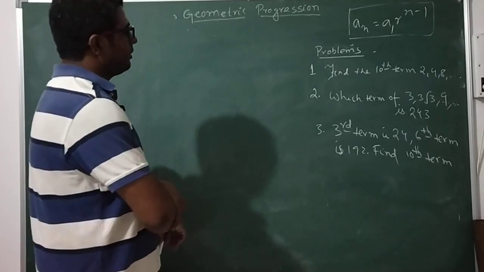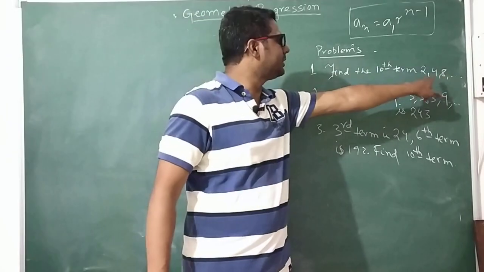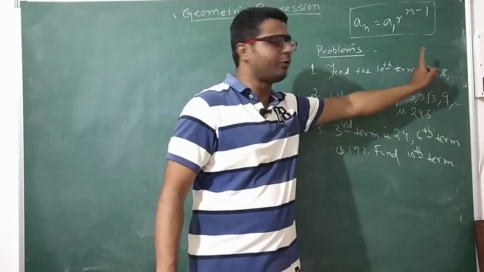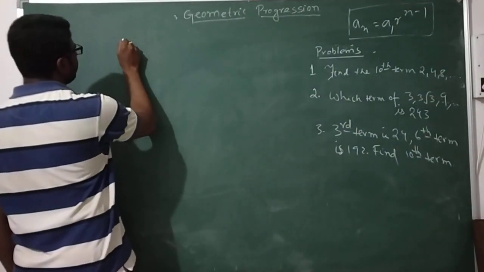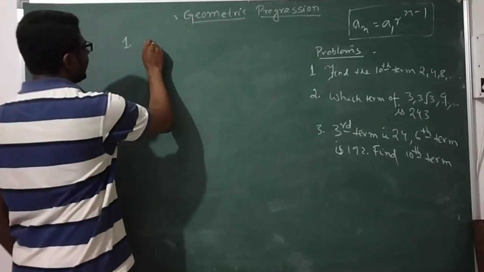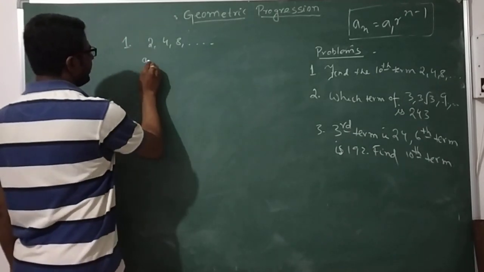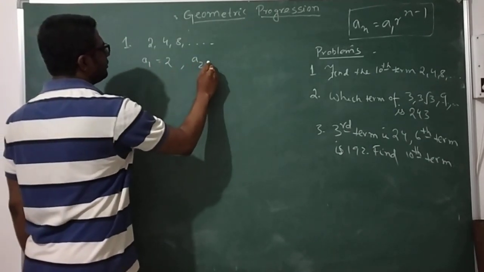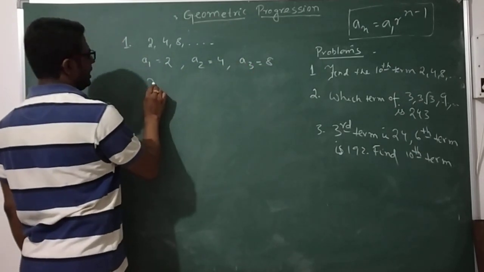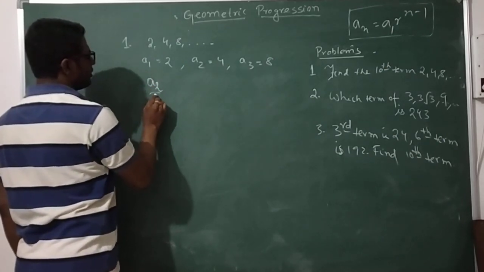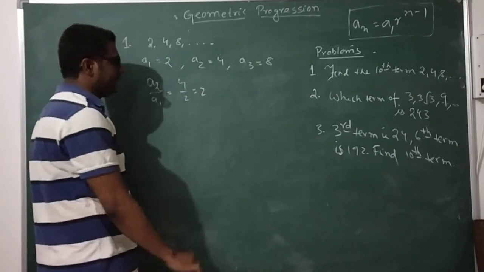So let us now go through this one. Find the 10th term of this series. This is a GP series. If you see, 2 is multiplied with 2 to get 4 and 4 is multiplied with 2 to get 8. So in the solution of problem 1, first you will write the series 2, 4, 8. Here I will write A1 is equal to 2, A2 is equal to 4, A3 is equal to 8. Next, A2 by A1 is equal to 4 by 2, that is 2. So I have to find out the common ratio.